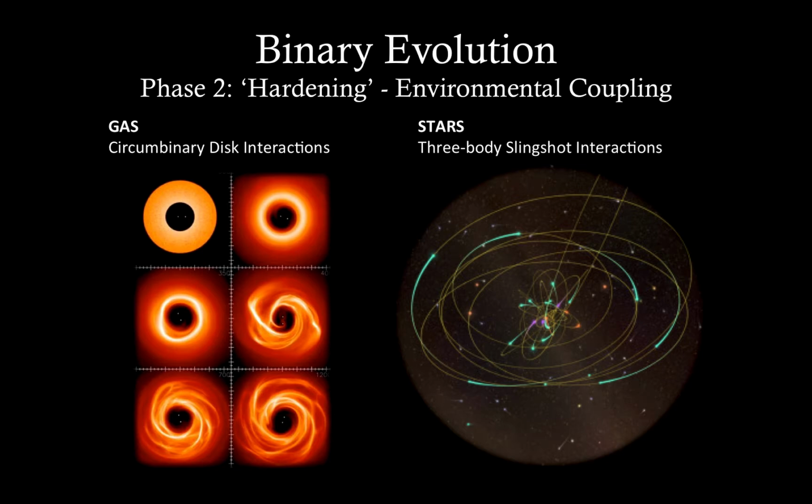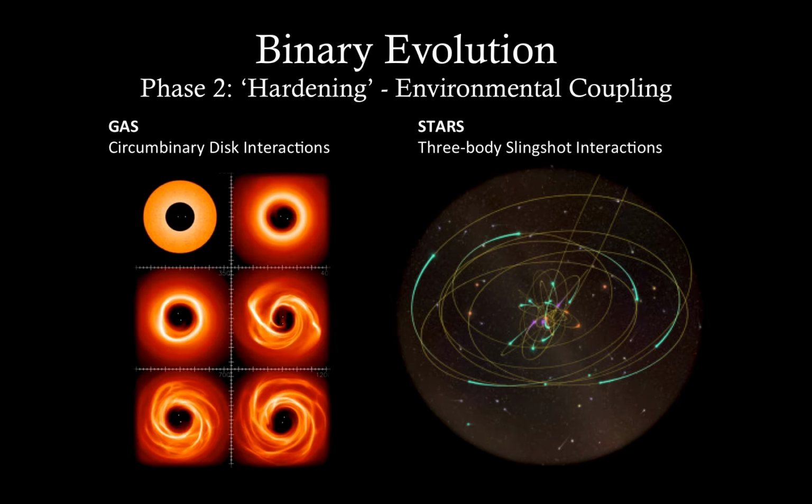The binary can interact with the stars and/or the gas in the new bulge, either forming a circumbinary disk by accreting gas, which is shown on the left here. The accretion flows apply torque to the binary and remove angular momentum from the system. Or, the more likely case in the largest of galaxies is what is shown on the right.